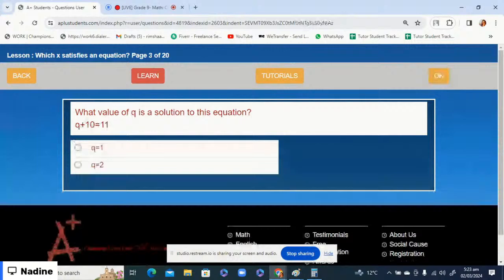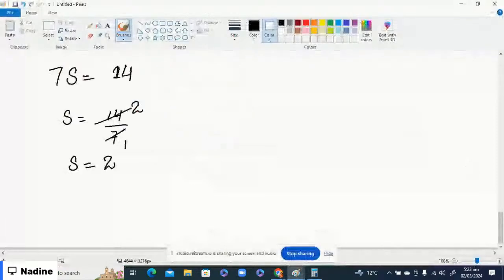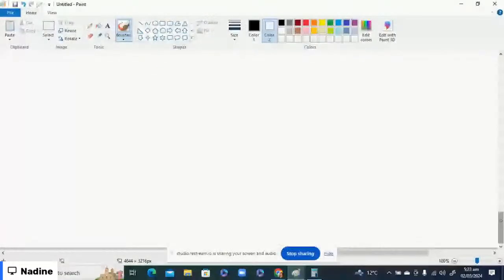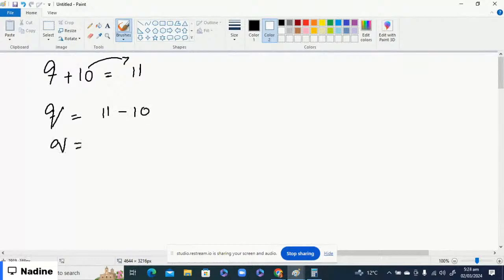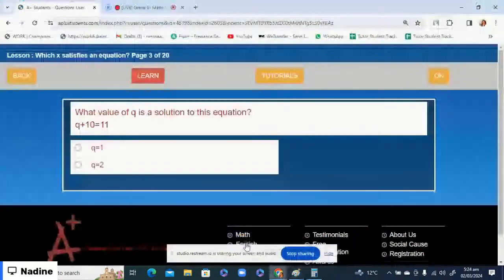What value of q is a solution to this equation? q plus 10 is equals to 11. q is still same, 11 is still same. Now the 10 is moving. From here, 10 is positive sign. When it's moved from left to right, it becomes negative. So your q is equals to 11 minus 10. What is the answer? It's 1. Let's check, is there any 1? Yes, q is equals to 1. That is your answer.